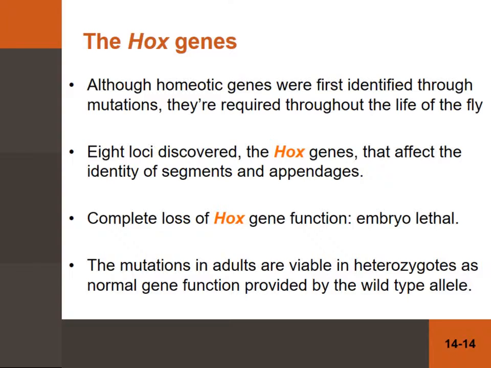But the mutations in adults are viable in heterozygotes because normal gene function is provided by the wild type allele. And that's quite common, to have a mutation in one allele which doesn't result in any change in phenotype, because the product of the normal allele on the other chromosome provides enough of the required product.